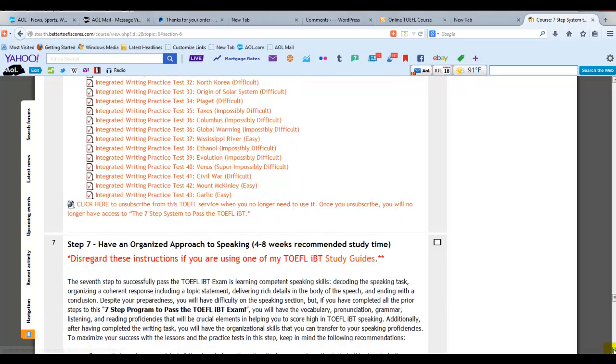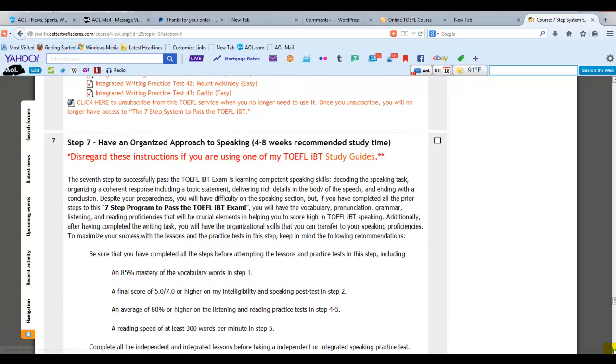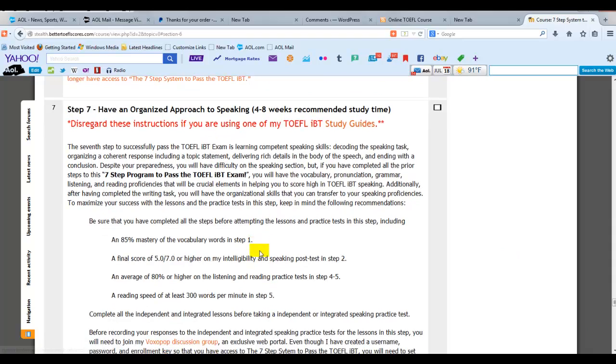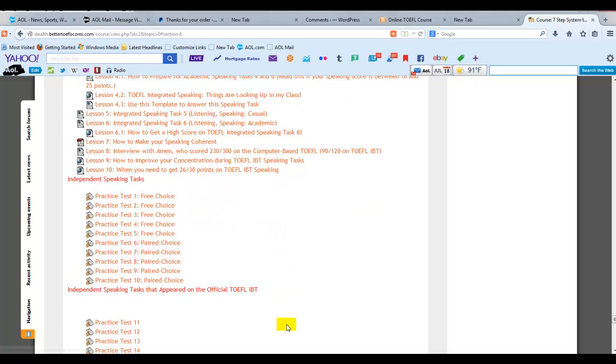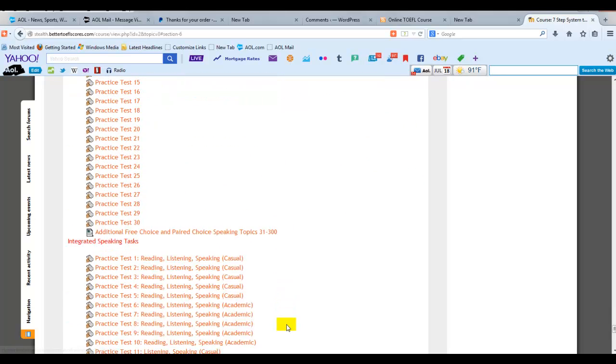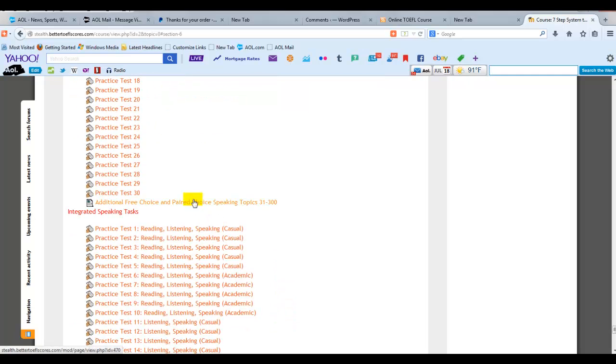And then the final section of my course, this is speaking. And I have a lot of lessons here. So we have a lot of lessons to help you build both your independent and your integrated speaking skills. I have some independent and integrated speaking practice tests, as you can see. Now, the independent speaking practice tests are quite popular, so I actually wrote another 300 speaking topics to help students.